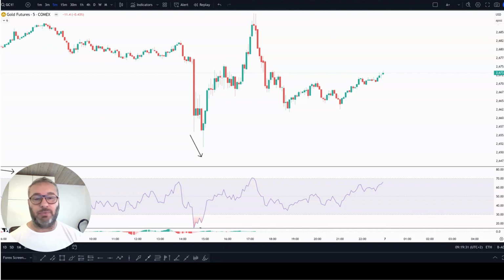In each setup, I will show you three different versions: a more aggressive version, a normal version, and a more safer version of the trading. So you can decide for yourself what fits your personality.